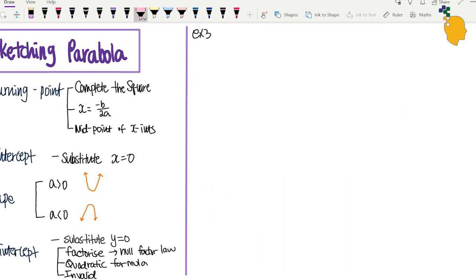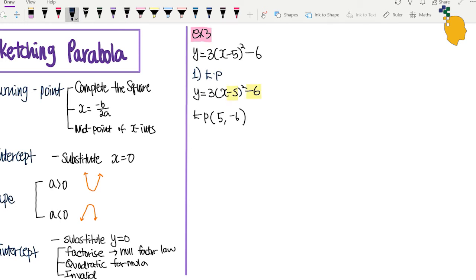Let's move on to example 3. We have y equals 3 bracket x minus 5 squared minus 6. Again, always start with turning point. This equation is already in turning point form. As you can see, this is what you get after you complete the square. So all you have to do is follow the rule: x you switch, y you follow. So the turning point will be 5, negative 6.